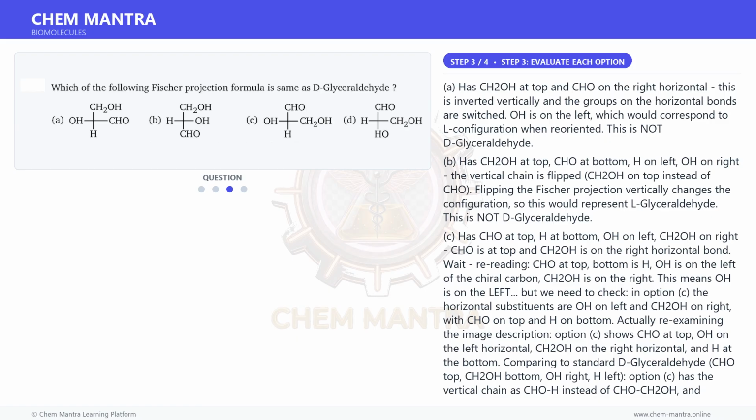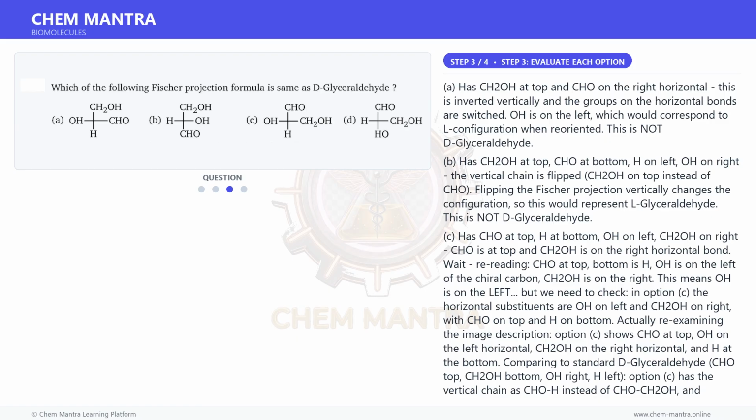The carbon bearing CHO and the substituents, if we consider this is the chiral carbon with CHO at top, H at bottom, these vertical are going back, and OH on left, CH2OH on right, horizontal are coming forward. Diglyceraldehyde standard: CHO top, CH2OH bottom or right, H left. Option C has CH2OH on the right and OH on the left. This appears to be L configuration at first glance.